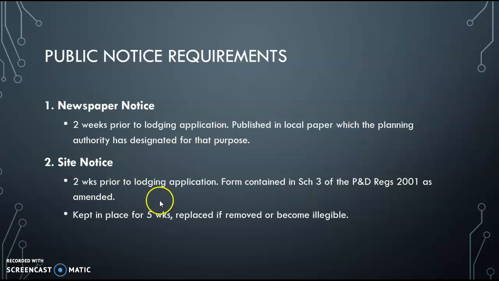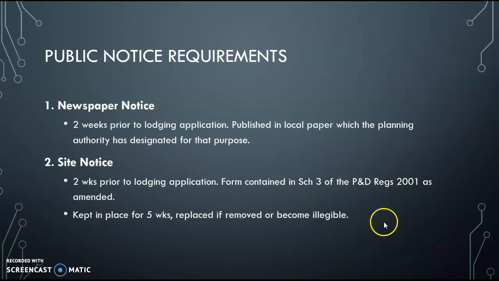The site notice must be visible on the road outside the site and in the form contained in the Planning and Development Regulations 2001 as amended. And it must be kept in place for 5 weeks. If someone steals it, you must put it back. It must be there for the full 5 weeks. If it turns out that it wasn't there for the full 5 weeks, if someone can prove that, that will undermine any later planning permission granted. So the notices are very important.